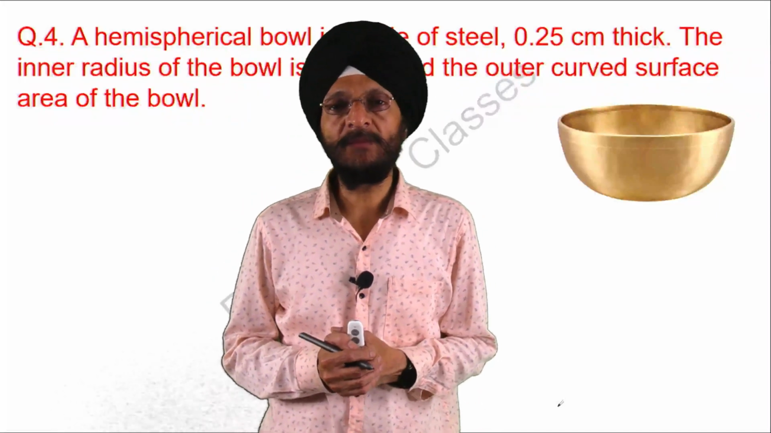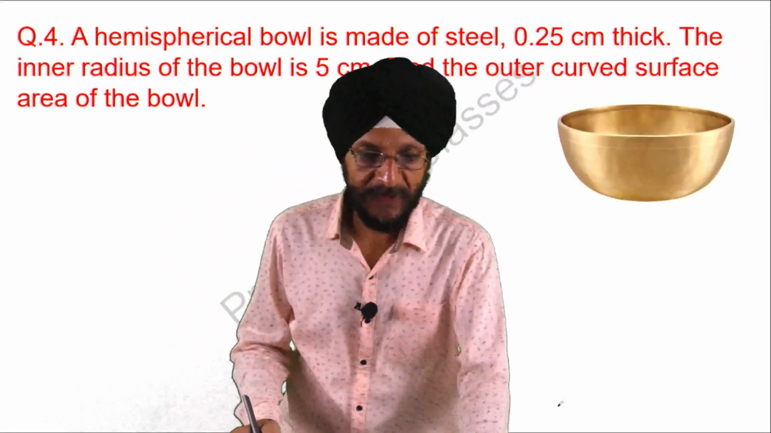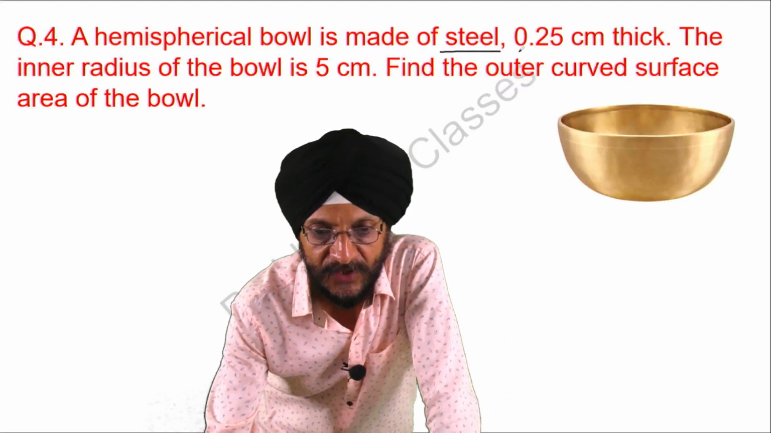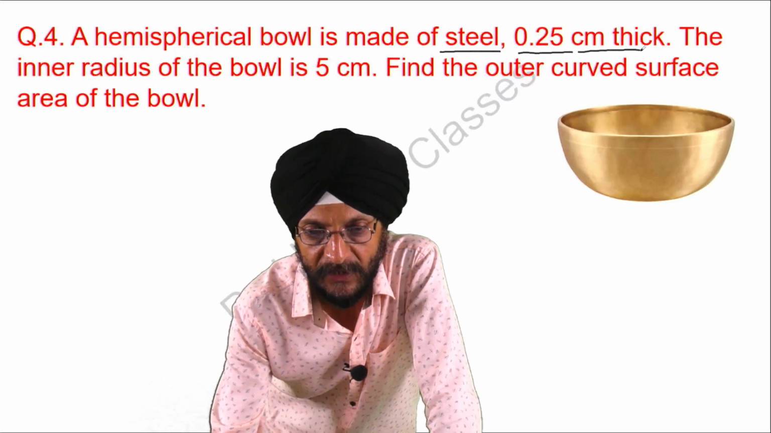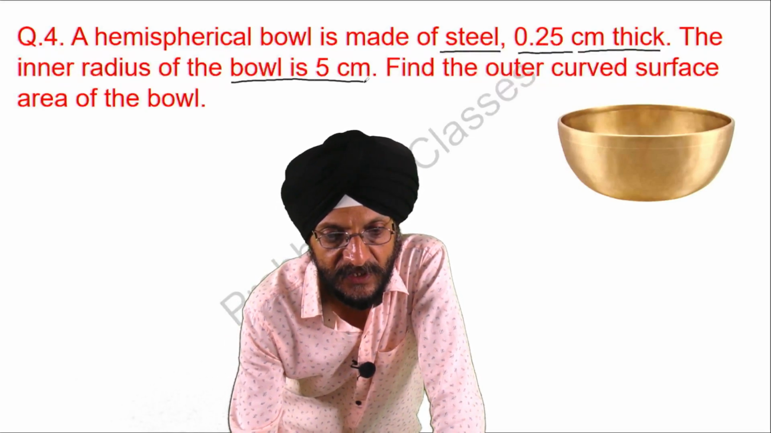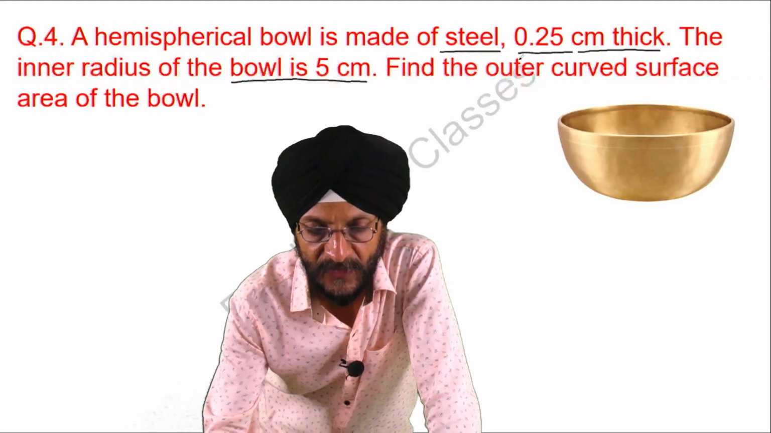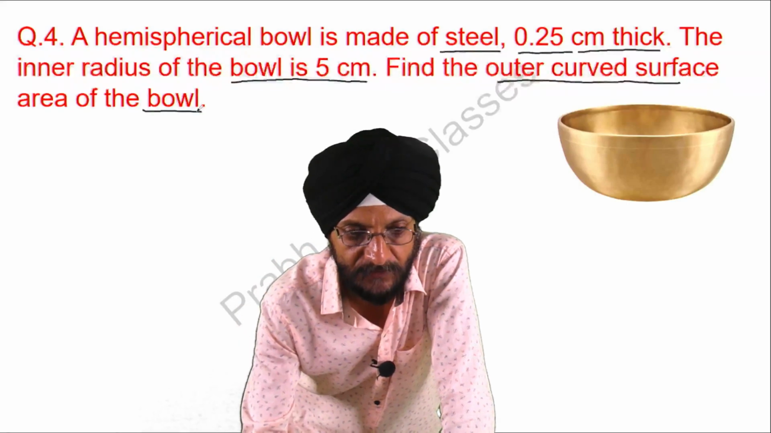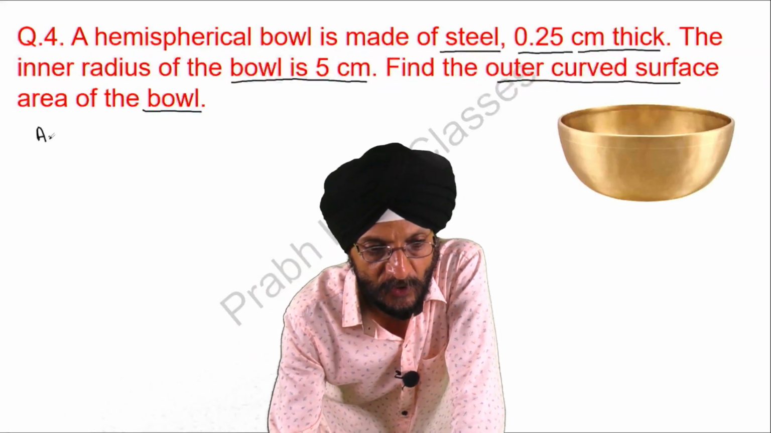Now, the question before us is, a hemispherical bowl is made of steel 0.25 centimeter thick. The inner radius of the bowl is 5 centimeter. Find the outer curved surface area of the bowl. Now, what is given to us?